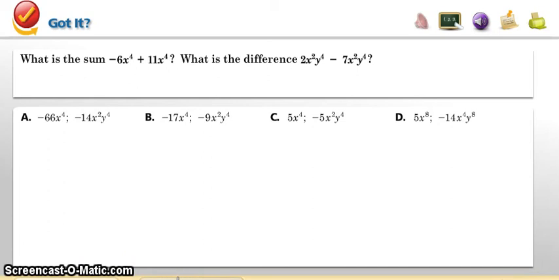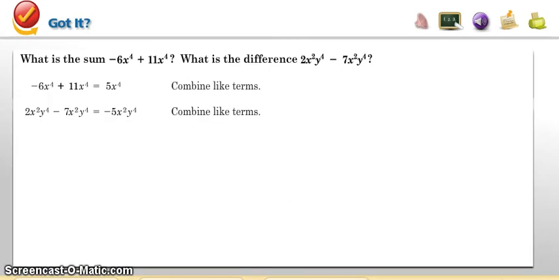All right, hopefully you're coming back, you've paused the video and you've worked this out. Here is your answer. The sum is 5x to the fourth, and the difference is negative 5 x squared y to the fourth. All right, here's your solution page. You just simply add those two together to get the 5 to minus 7, subtract those to get the negative 5. You keep your variables and coefficients the same.